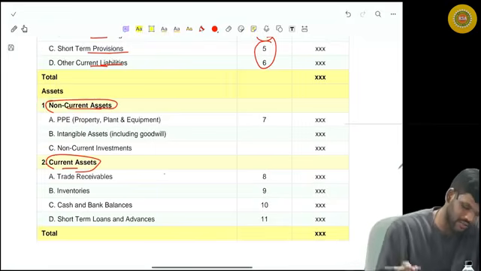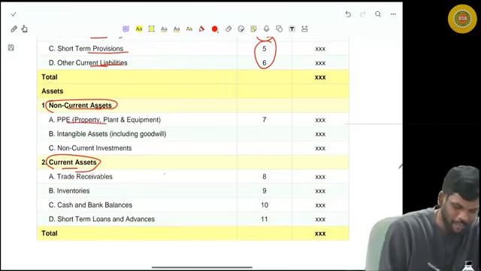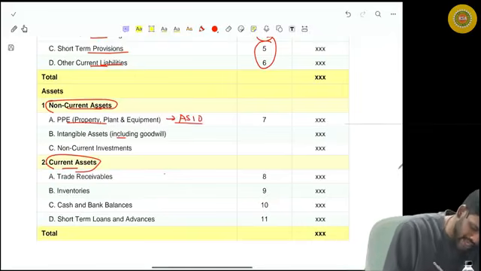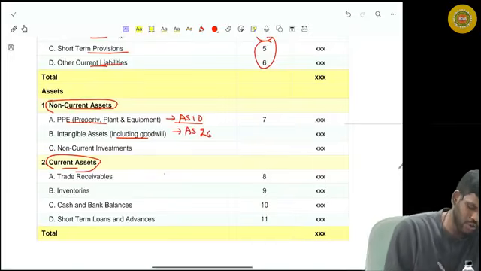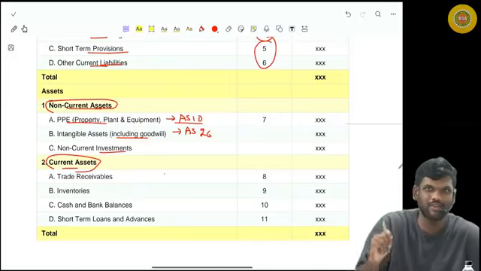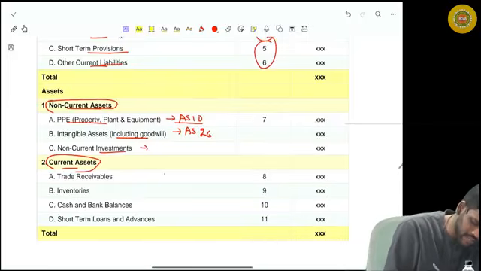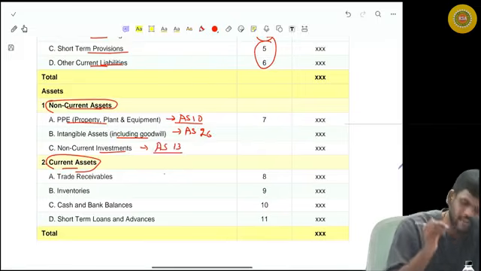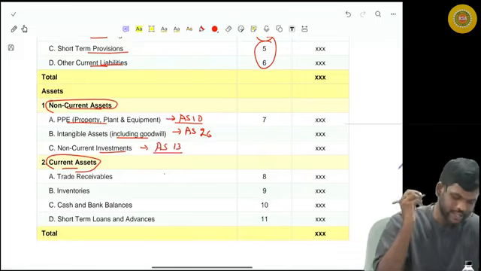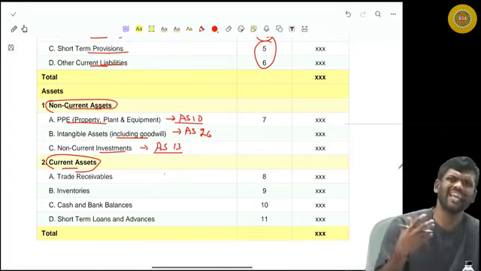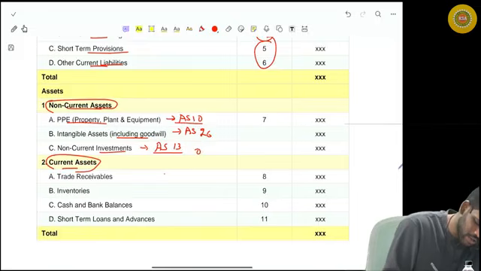Under non-current assets, the first one which you all know is PPE, property, plant and equipment, AS-10. Then you should show intangible assets including goodwill, covered by AS-26. Then you have to show non-current investments. Remember, in AS-13 we split investments into two, current investments and non-current investments. So non-current investments are governed by AS-13 and should also be shown. So under non-current assets, PPE, intangibles, non-current investments, and any other non-current asset can be shown as other non-current assets.